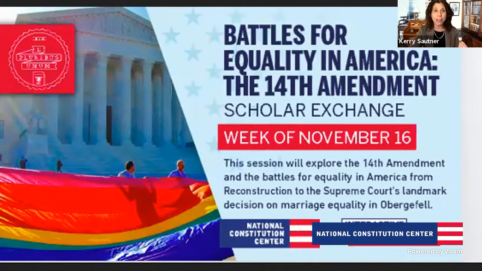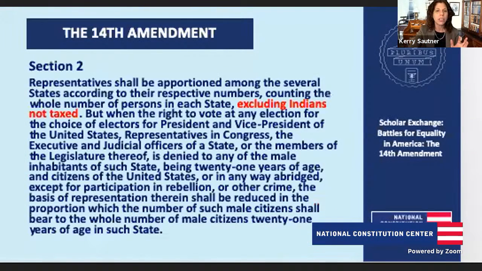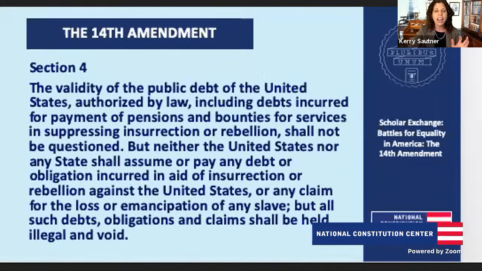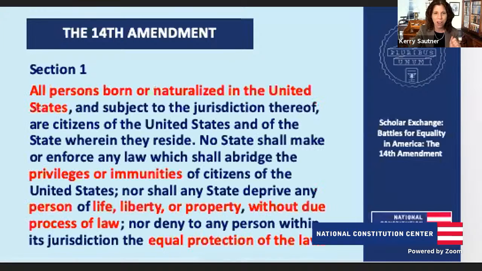So let's start with the actual text of the 14th Amendment. And I did a little highlighting on this slide to kind of help us focus because there's so many words and there's about 5 sections. So there's 5 slides on this. So let's begin with section 1, which is the heart of what we're going to talk about today.